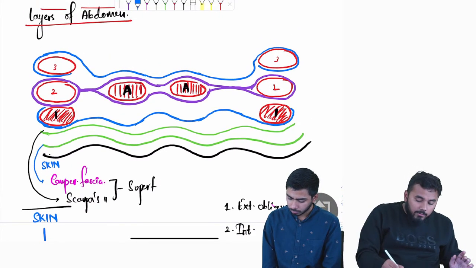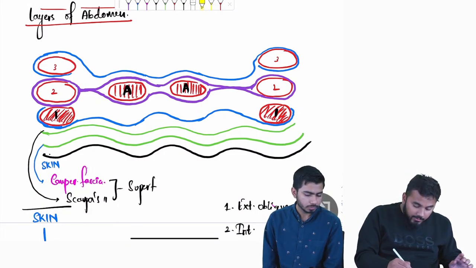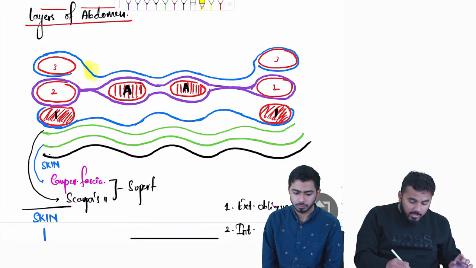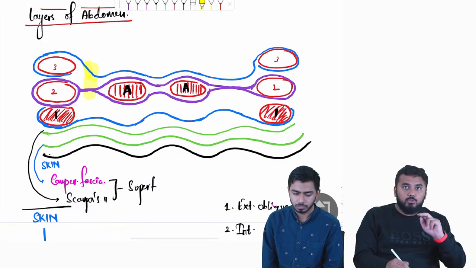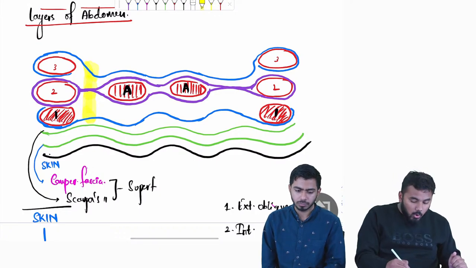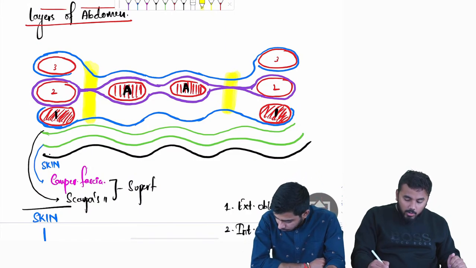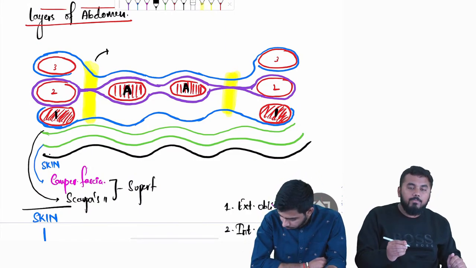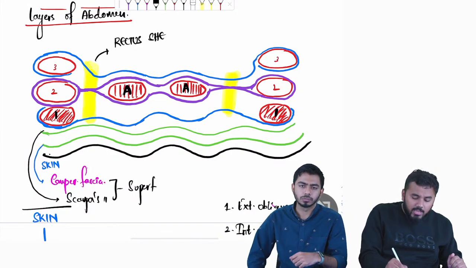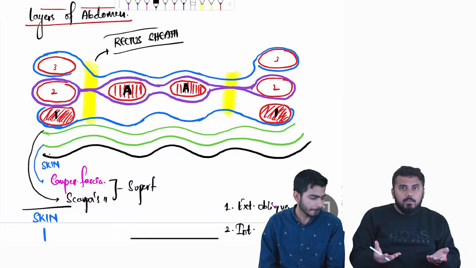Now, we have got many sheaths here. If you can identify here, this one is called as a posterior sheath. This is called as a posterior sheath. And this is called as both anterior posterior sheath. And the lower blue one is called as anterior sheath. So all these three sheaths on either side, together they form something called as rectus sheath. Why are you calling it as rectus sheath? Because you are covering rectus abdominis muscle, right?